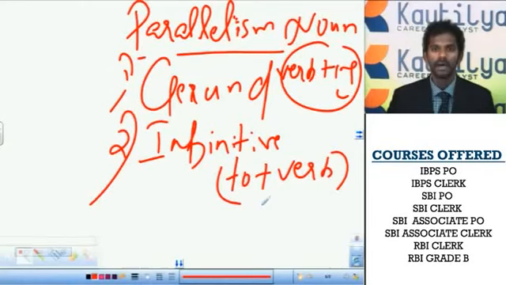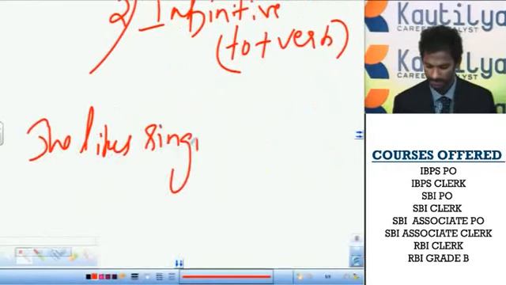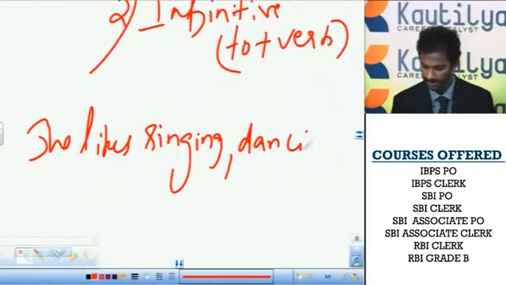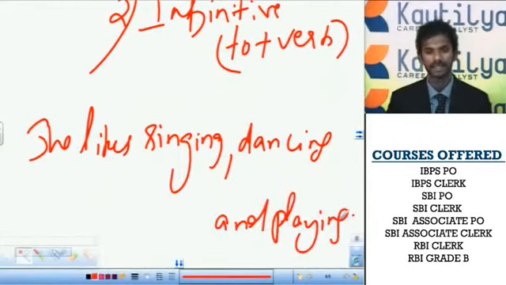Now, as I said, if there is more than one idea in a sentence, all the ideas must be expressed in the similar form. Then only they'll have equal importance. If one idea is in the ing form, verb plus ing, all the other ideas must also be in the ing form. If I go for a sentence like, she likes singing, dancing and playing. As I said, if one idea is in ing form, all the others must also be in the ing form.